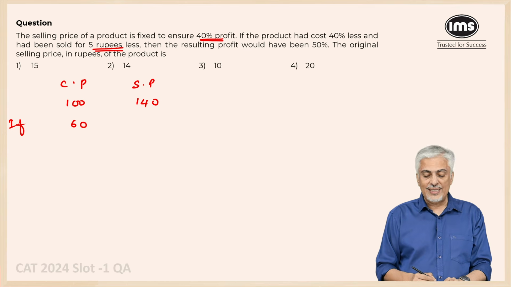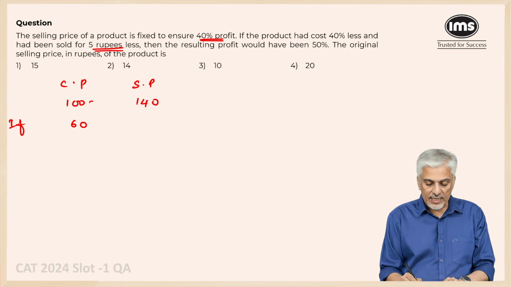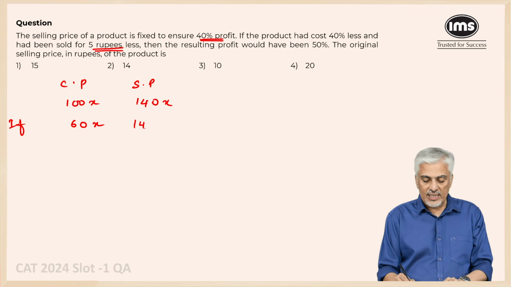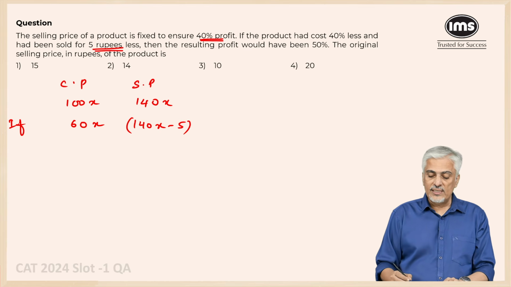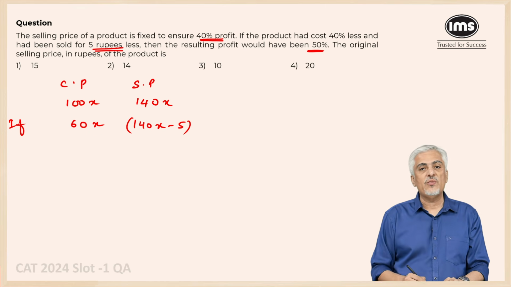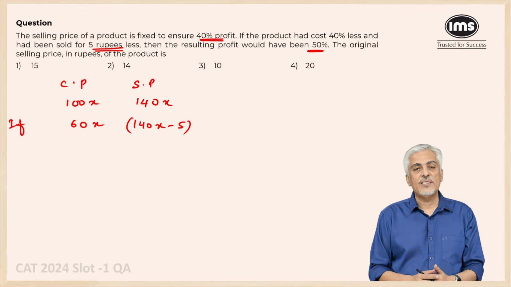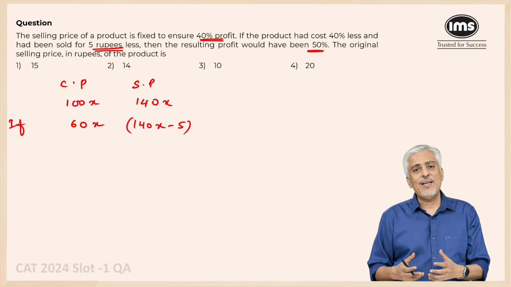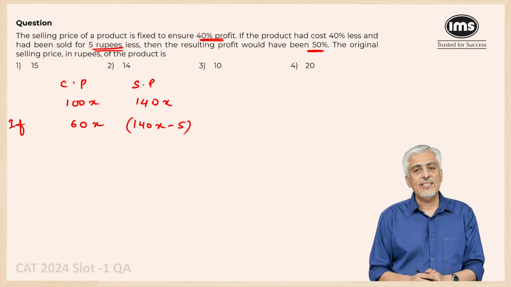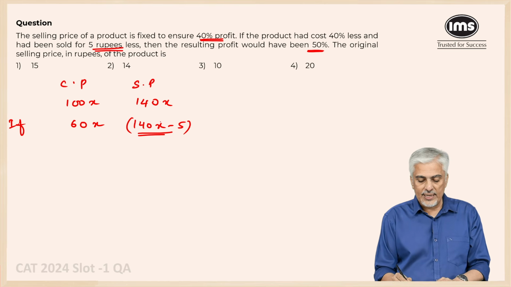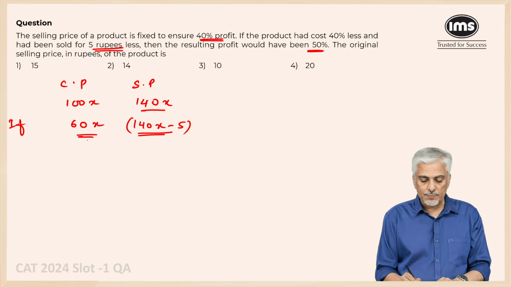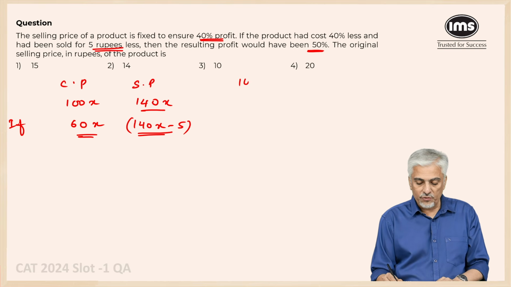sold for 5 rupees less, because of this 5 rupees, what I did was I immediately took x everywhere. That means if I say the selling price was 140x minus 5, then the resulting profit would have been 50%. When profit is 50%, can I say my selling price is 3 by 2 of my cost price? My selling price is 3 by 2 of my cost price. So 140x minus 5 upon 60x is 3 by 2.